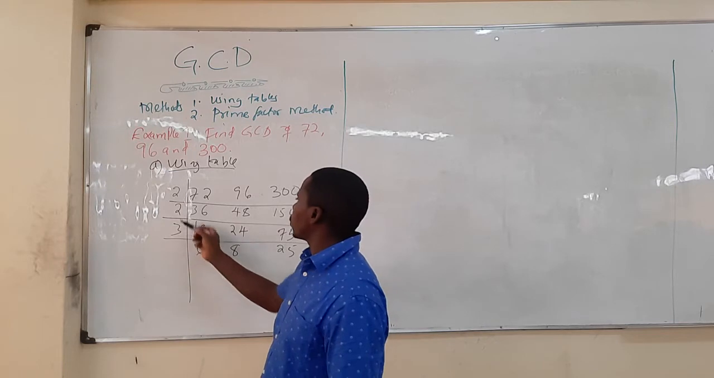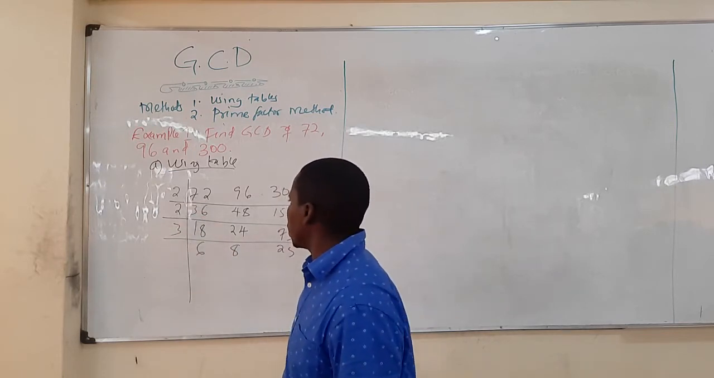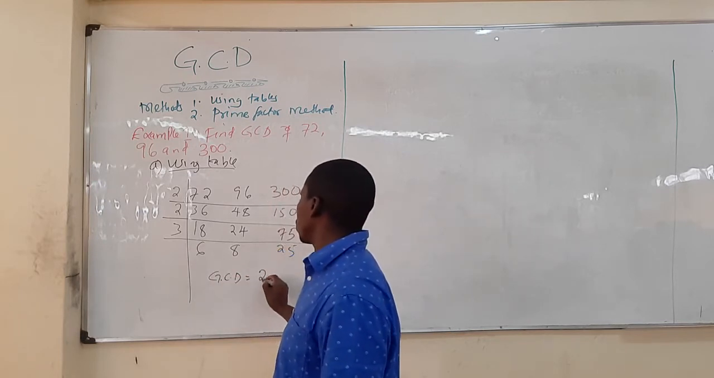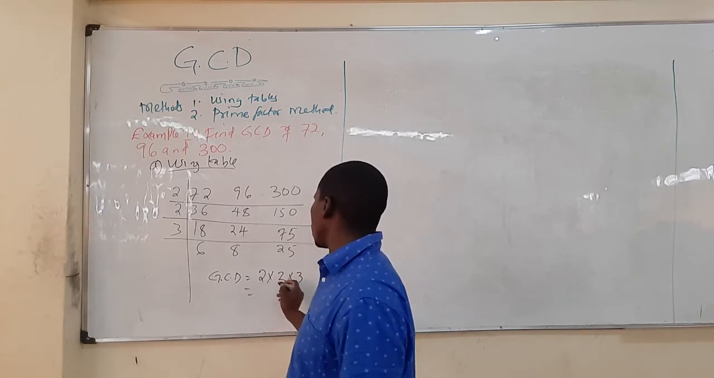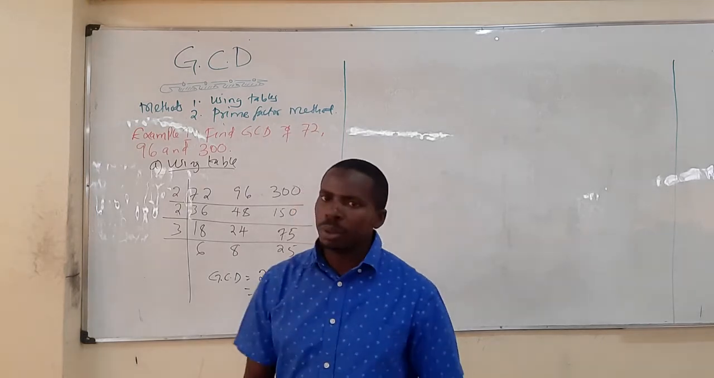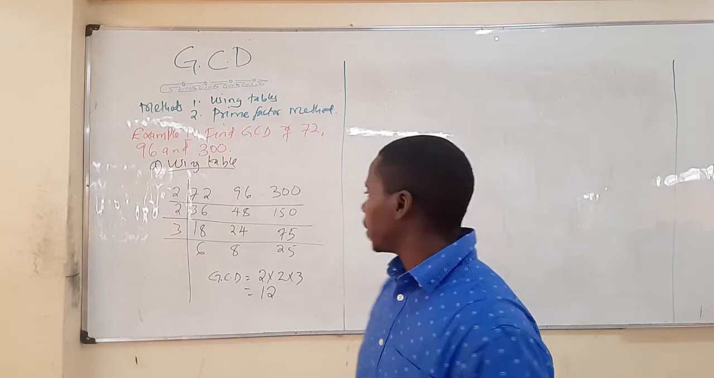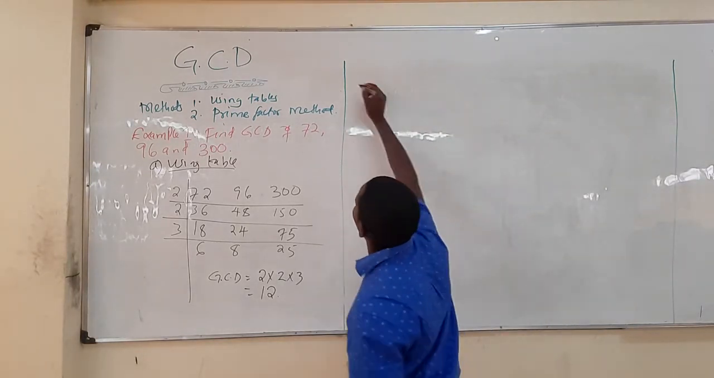So we settle for 2 times 2 times 3 as our GCD. So the GCD will be 2 times 2 times 3, which is 4 times 3, going to be 12. So that's how we can find the GCD of numbers using the table. The next method is now using the prime factor method.